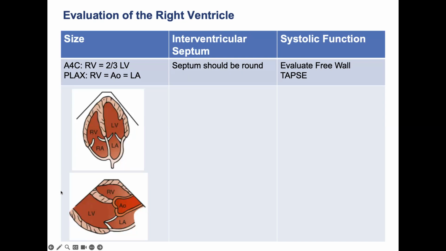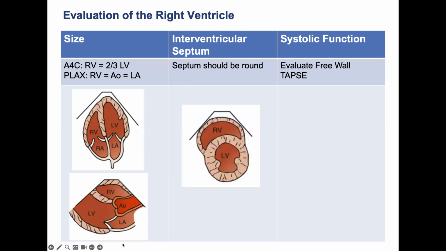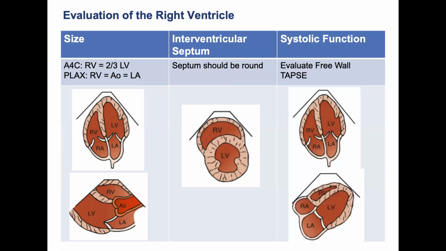We can look in the parasternal long axis view, but as we talked about, that right ventricle that's labeled here is really just the right ventricular outflow tract. So it doesn't always tell us a ton about the size, but the RVOT should be about the size of the ascending aorta and about the size of the left atrium. When we talk about the septum, it should be round here. This is best done in the parasternal short axis view. And then systolic function, we can evaluate the free wall and we can look at TAPSE.